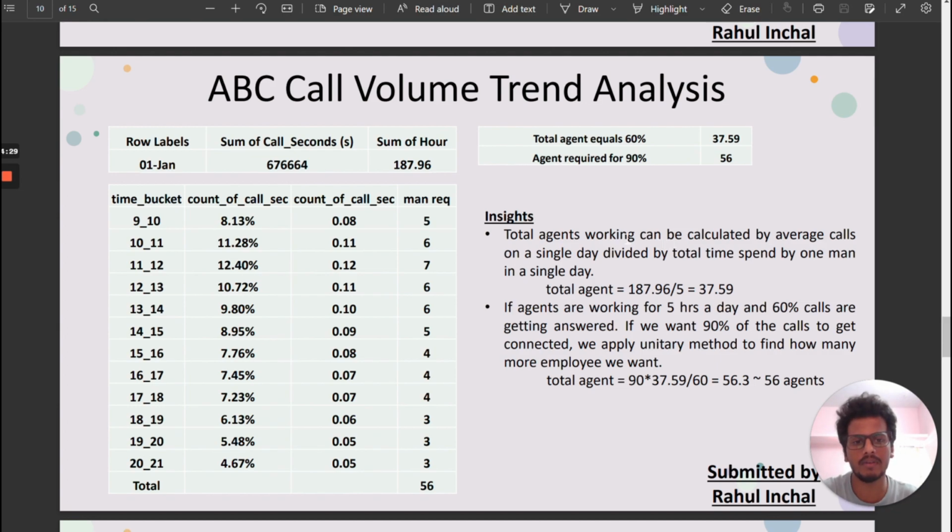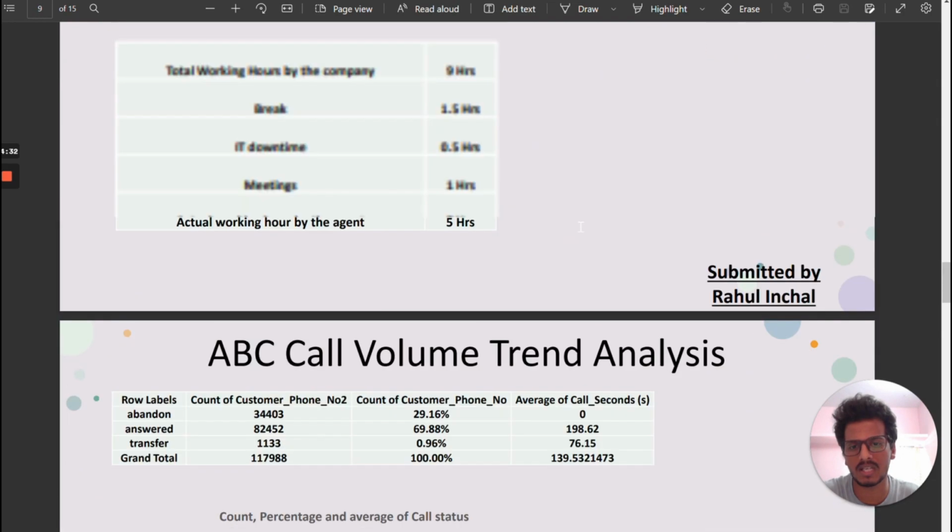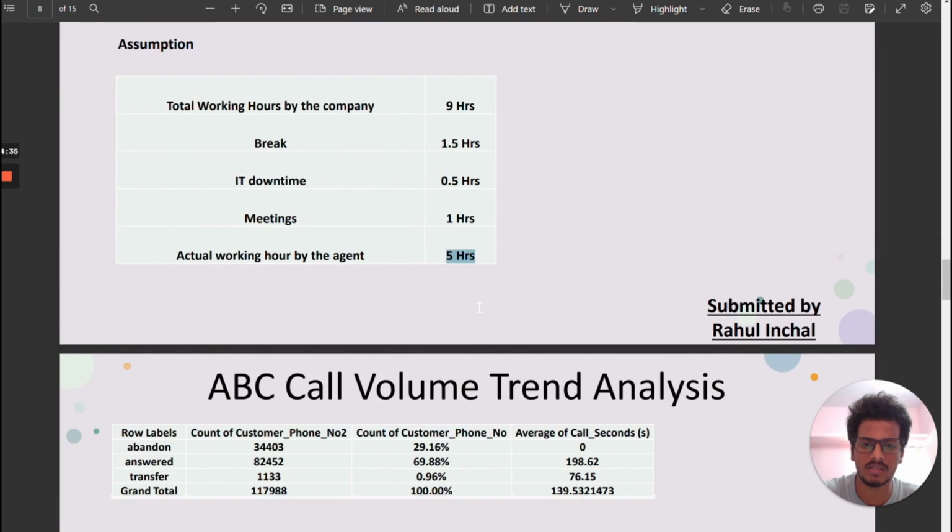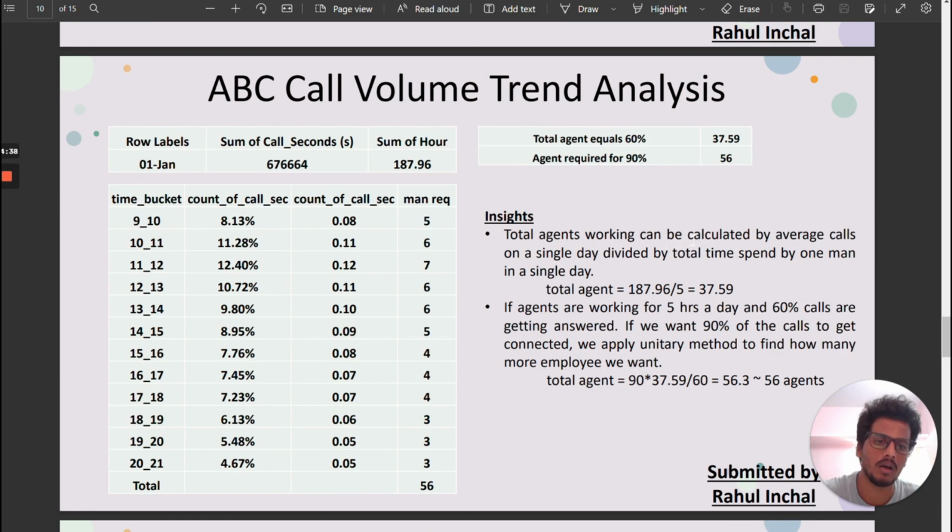Now guys, how can we calculate this? In the previous slides I have explained to you, one agent works for 5 hours, okay. So total agents working can be calculated by the total hours on a single day divided by the total time spent by one agent in a single day, right? So 187.96 divided by 5 is 37.59. Okay guys, 37.59. Again guys, we cannot take total agents as 37.59 because it's an agent, right? It's a whole number. It can't be in points because you can't dedicate one and a half of a person to a certain task.